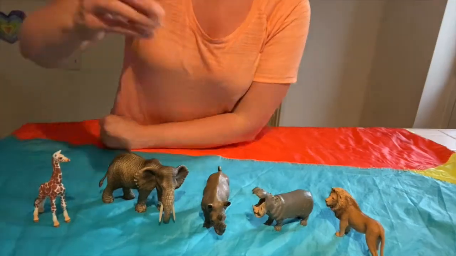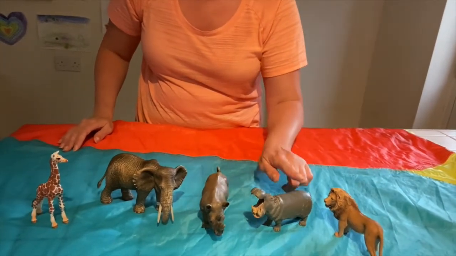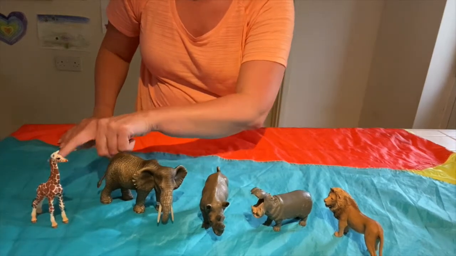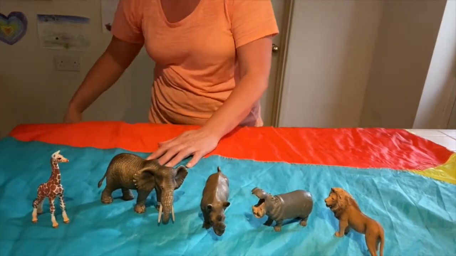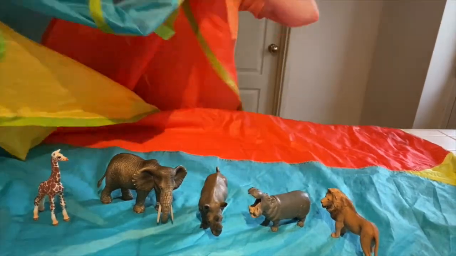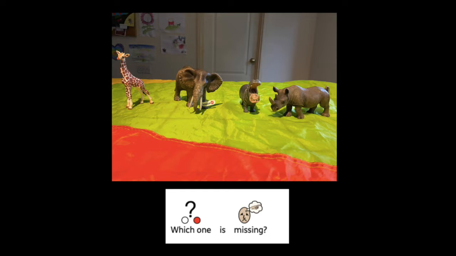Let's have a look. Here they all are on the table. We've got a lion, a hippo, a rhino, an elephant and a giraffe. I'm going to cover them over. No peeking. Which one is missing? That's right, it was the lion.